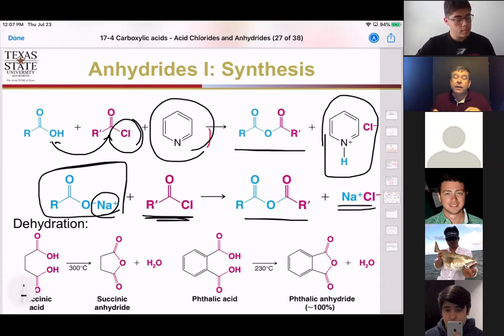Okay. So the key here is that we had to use something much more reactive to generate this next level of reactivity material. So in both cases, we're using this acid chloride for our main synthesis of an anhydride.